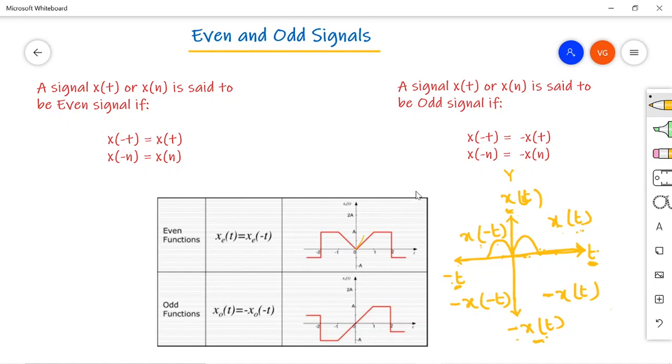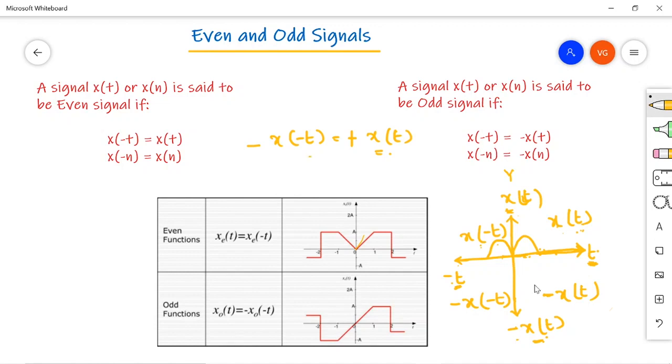Coming to the second condition here, the odd signal, x of minus t is equal to minus x of t, right? Where is x of minus t? In the second quadrant. Minus x of t means the fourth quadrant. If the signal in the second quadrant and the fourth quadrant is equal, then we call it an odd signal. Or else, suppose x of minus t is equal to minus x of t. Now if you multiply with minus on both sides, see here, this is nothing but x of t is equal to minus x of minus t.